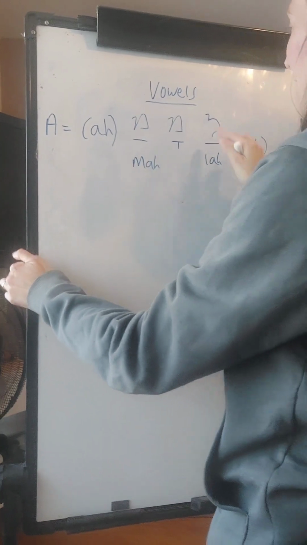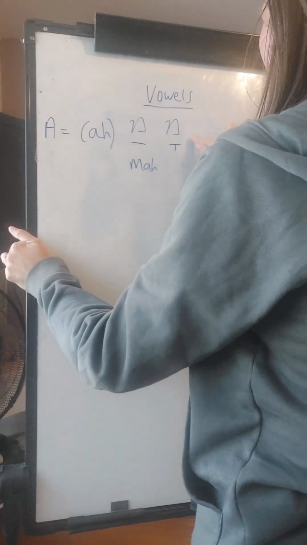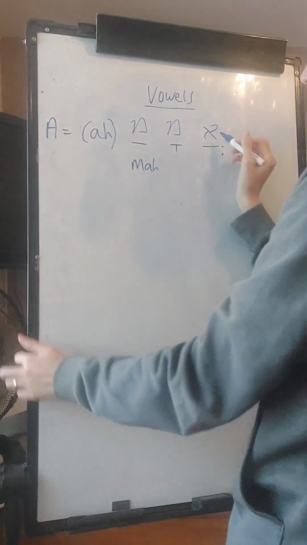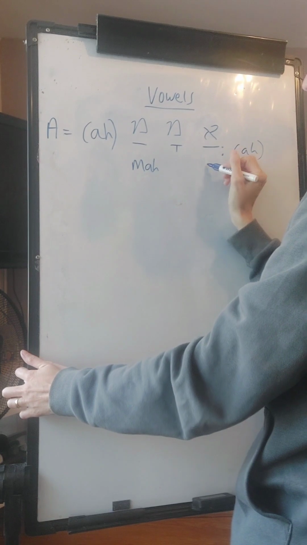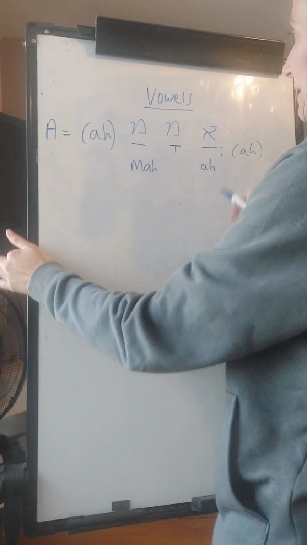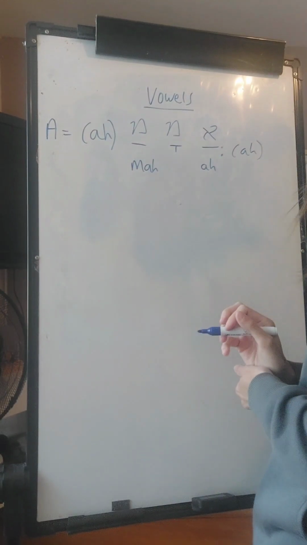The only time it'll take on the sound of the vowel alone is if it's on the letter on the left there, because it's silent, so it'd just be A. So each one of these symbols is the A vowel and it sounds as A.